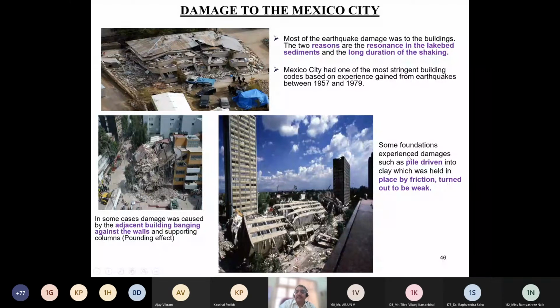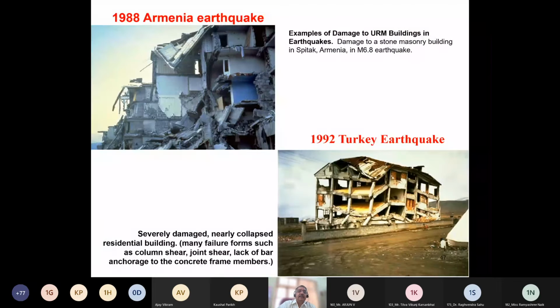Then some foundations experienced damage such as pile driven into clay, which was held in place by friction, turned out to be weak. It was not driven up to hard ground, so it was taking the load through friction only, which was inadequate in the present case. That was about the Mexico earthquake.